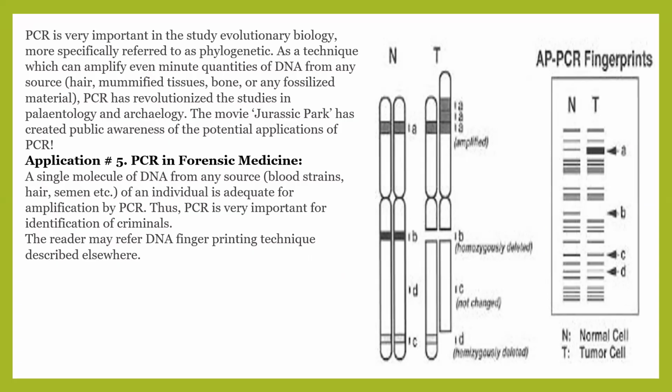PCR in forensic medicine. We are taking a single molecule of DNA from any source: blood from a blood stain, hair, semen, etc. A single molecule of DNA from any source of an individual is adequate for amplification by PCR. So this technique is very important for identification of criminals if they are committing any crimes. The reader may refer to the DNA fingerprinting technique described elsewhere. So it is very important for identifying criminals.